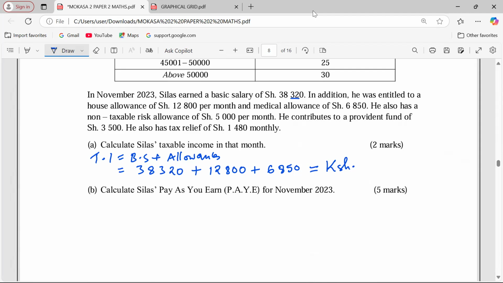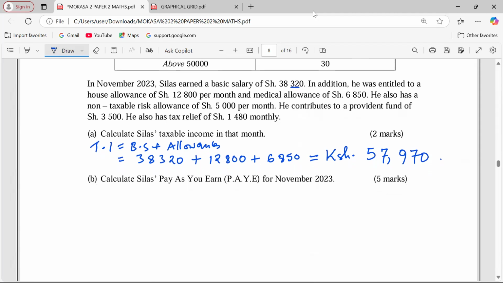38,320. We add 12,800. Then we add 6,850. This is giving us 59,970 Kenya shillings. So that is the taxable income that Mr. Silas is having for the month of November.